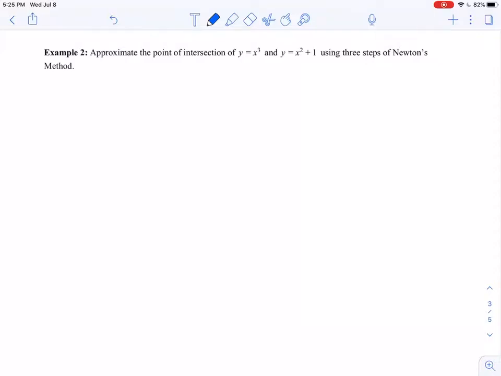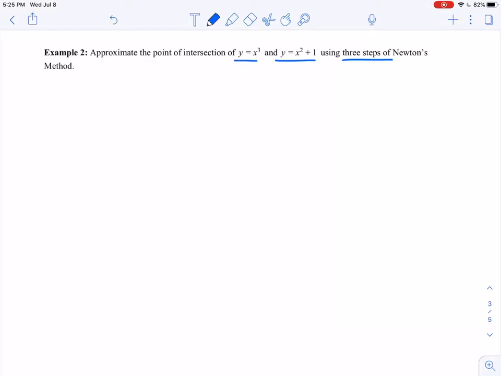Let's look at one more example using Newton's method. This time I want to use it to approximate a point of intersection between two functions. I have y equals x cubed and y equals x squared plus 1. I'm going to approximate the point of intersection between those two functions using 3 steps of Newton's method.